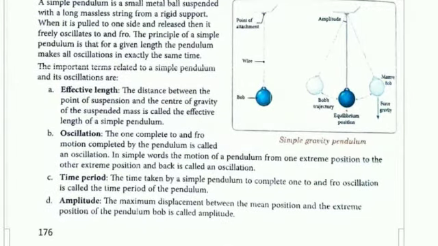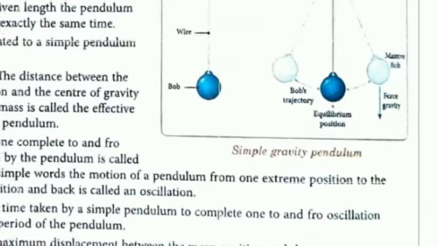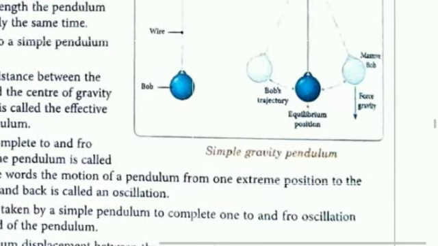Next is oscillation. The one complete to and fro motion completed by the pendulum, or you can say completed by the bob, is called an oscillation. In simple words, the motion of the pendulum from one extreme position to the other extreme position and back is called one oscillation. In this case, you can see, first it goes left, then right, again comes back and goes to the extreme position.